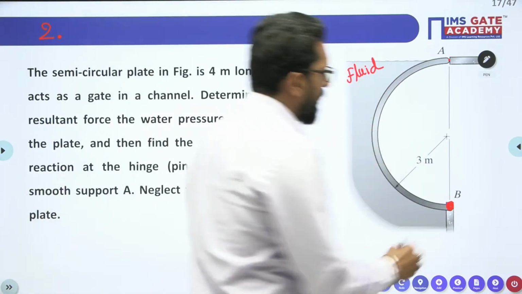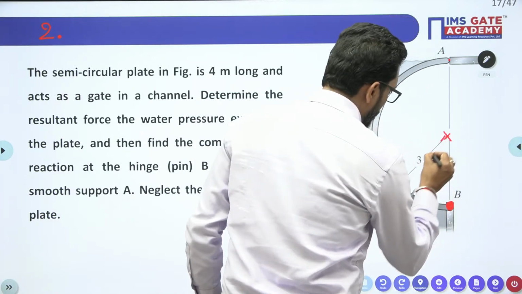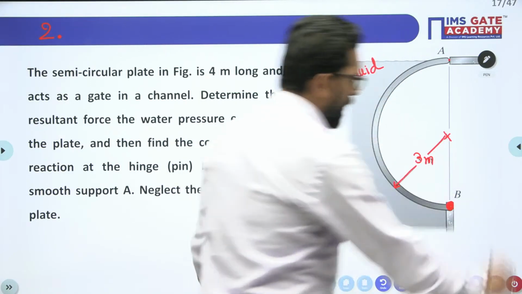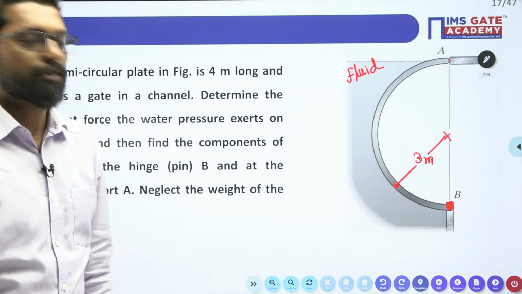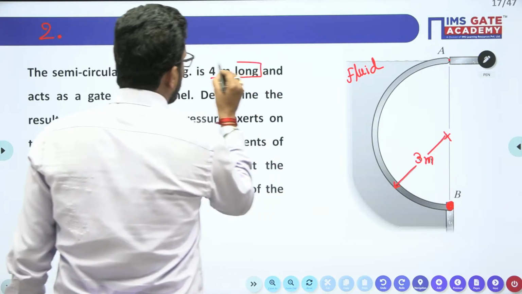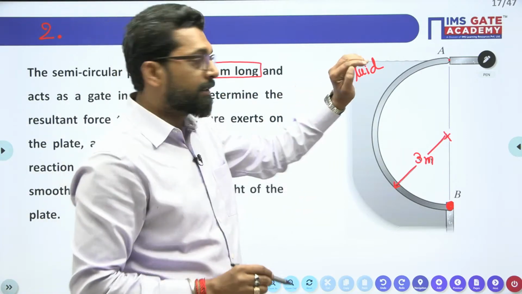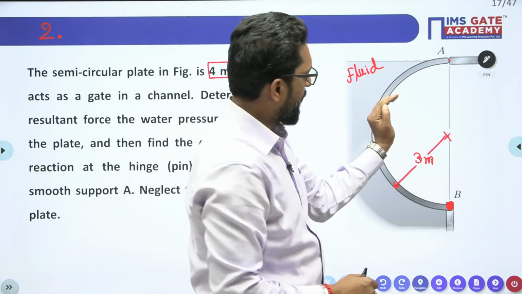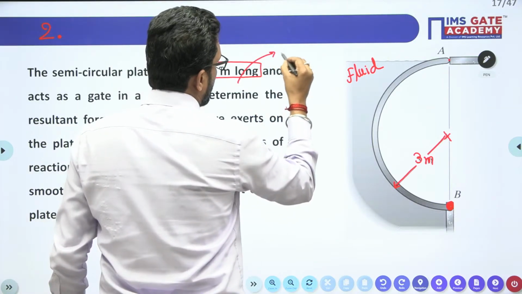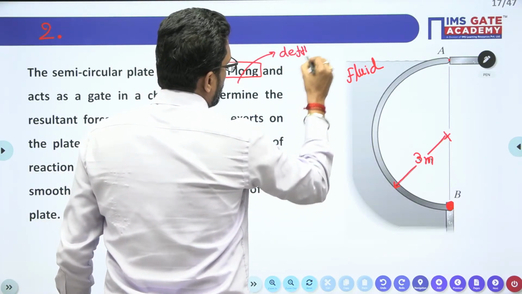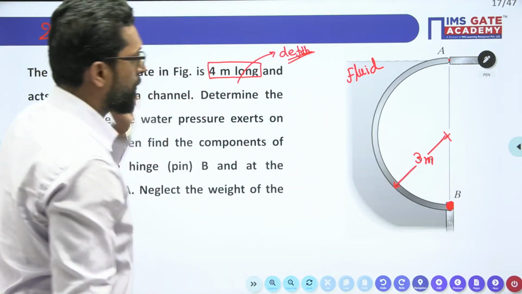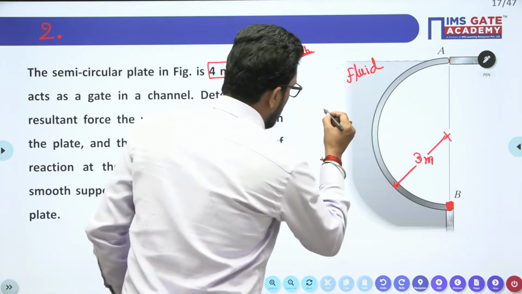This semicircular plate has a radius of 3 meters. The semicircular plate in the figure is 4 meters long. Long means depth. That means perpendicular to the page, inside the page, the length is given as 4 meters. Okay, no problem.